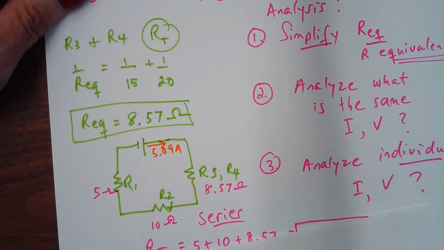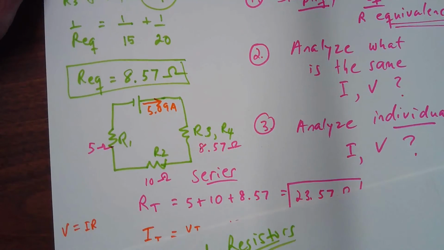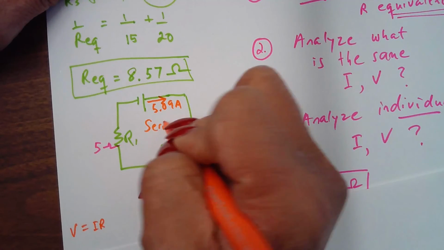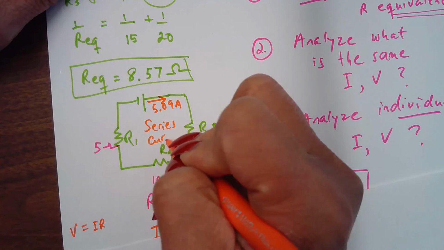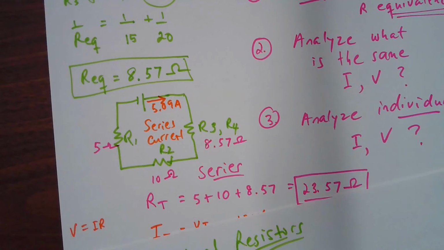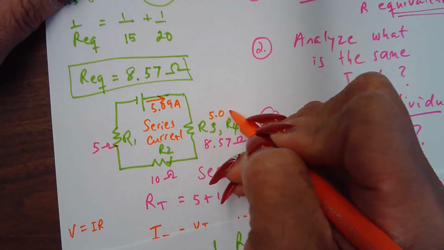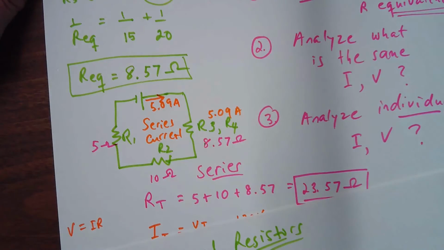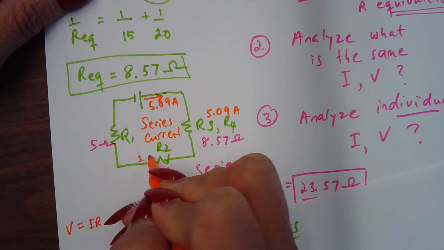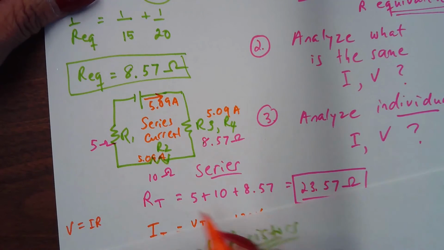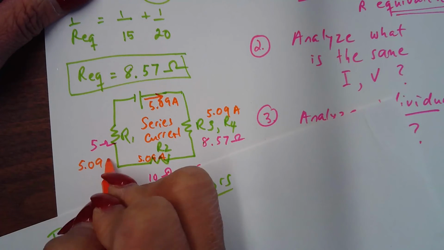Step 2 now. What is the same in this case? Because this is in series, the same current for all of them. So that means this together will get 5.09 amps. This is going to get 5.09 amps. This is going to get 5.09 amps.